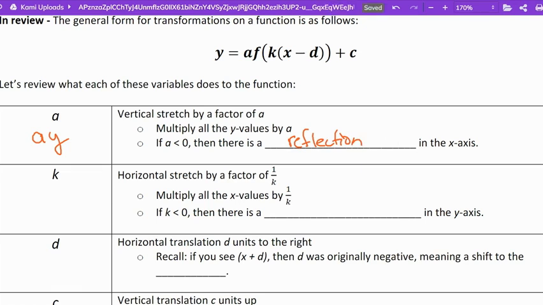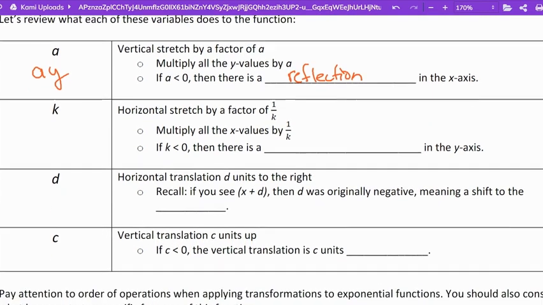Done. We know that, right? This is like a review from last unit's test. Beautiful, which I haven't even touched. I apologize. All right, next, k.